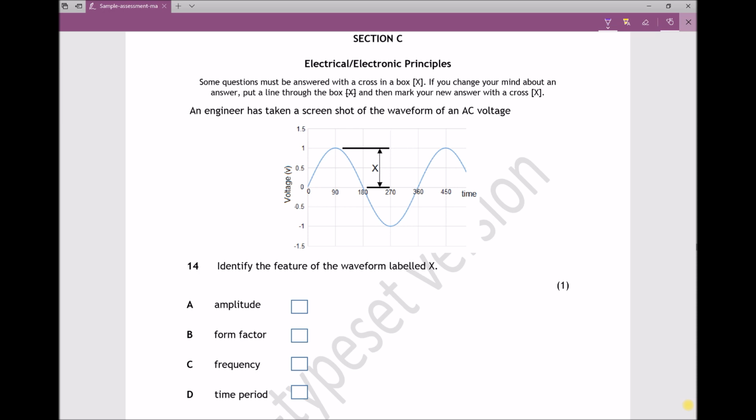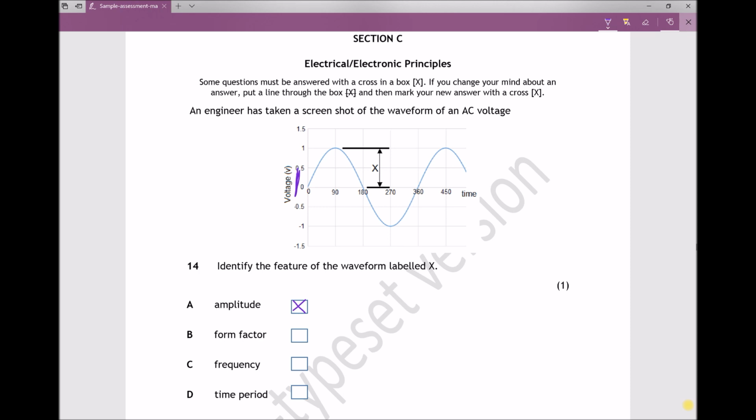So if we refer back to our plot there, X is the height of this wave, or the peak voltage as it were, because we're referring to the voltage axis there. And that value there, again, it's something you probably either know or you don't, but it's called the amplitude. If you're not sure, you can always go through a process of elimination. Now, form factor is something a little bit more complex. It's basically the root mean square voltage divided by the average voltage, but it's certainly not represented by X on the diagram there.